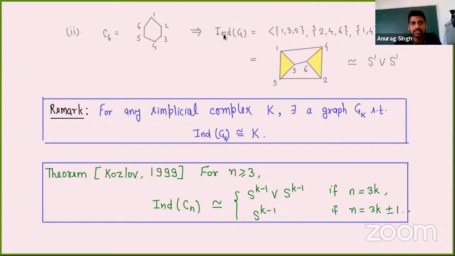So when you draw this complex geometrically, you get this topological space. That's what you get. So the question is how general these independence complexes are. How general is it to find the independence complex? It is not very difficult to see that you take any simplicial complex, then you can find a graph whose independence complex is homeomorphic to this simplicial complex.